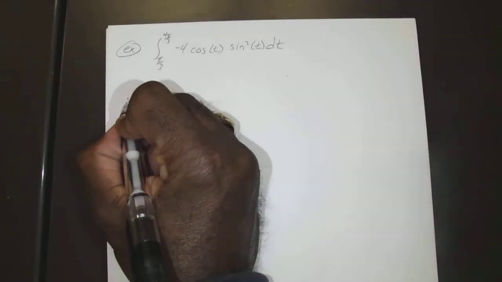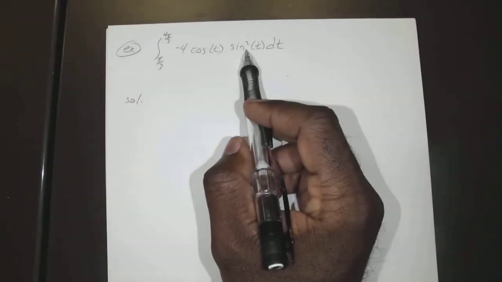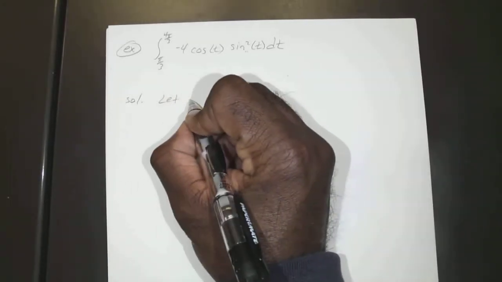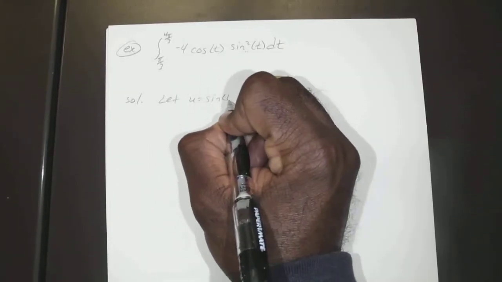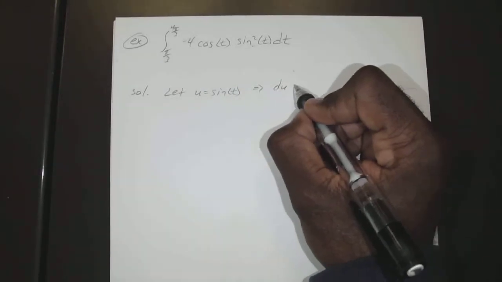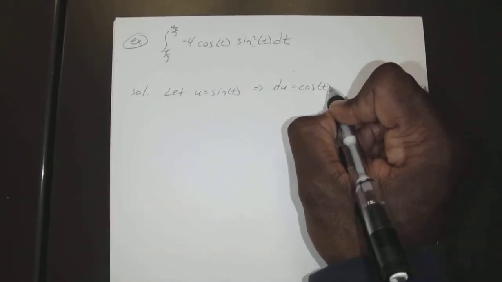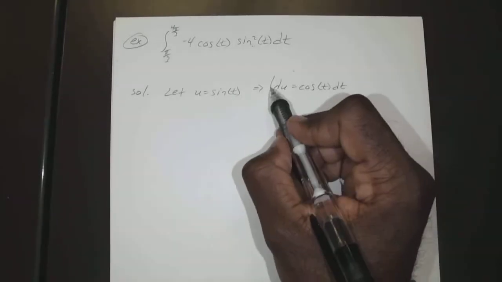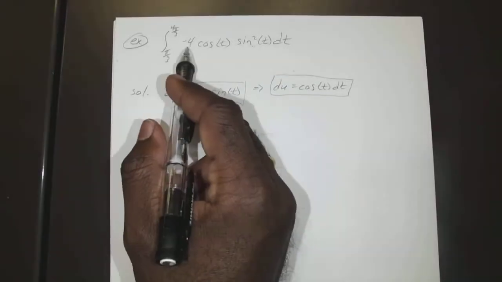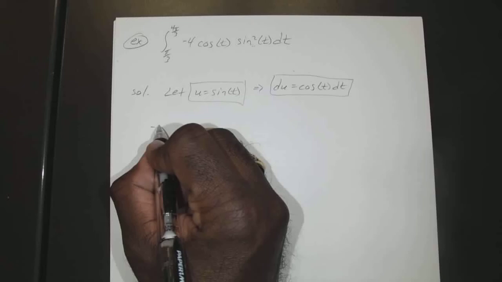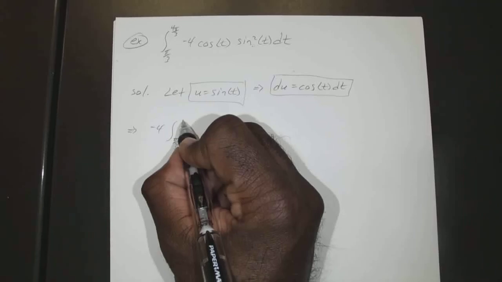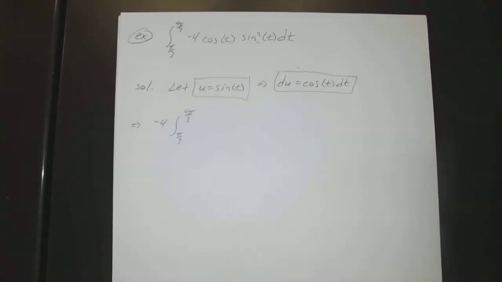Alright, so u equals sine t. Yep, you let your u equal your highest exponent. So we'll let u equal sine of t, which means our du is going to equal cosine of t with respect to t. And nothing to factor out, so we're good there. Yep, so we bring that -4 out from pi over 3 to 4 pi over 3.